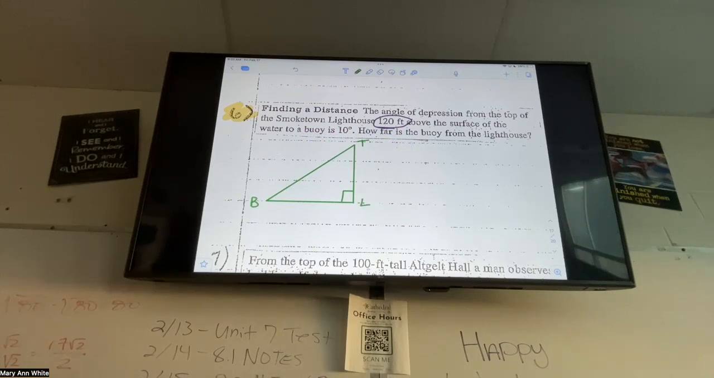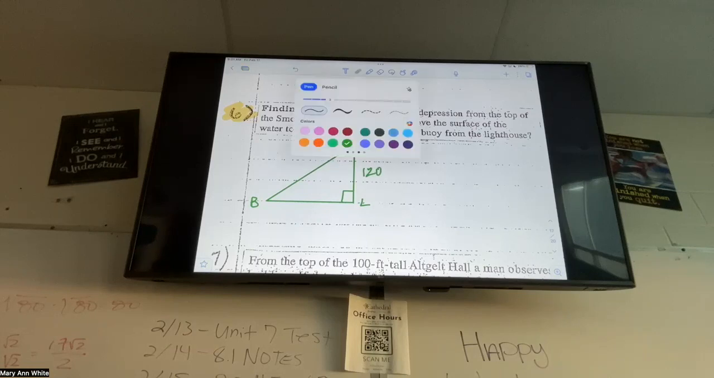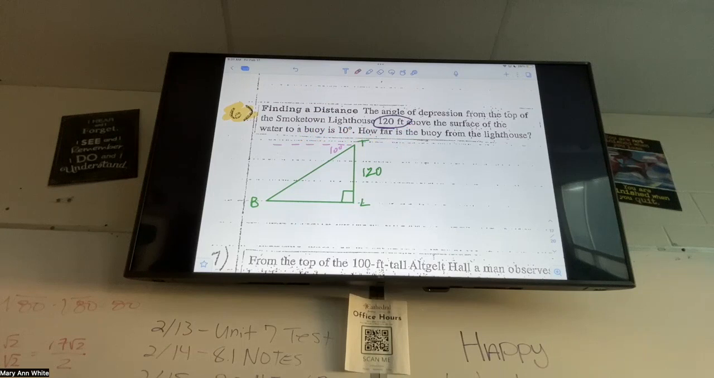We know that the lighthouse is 120 feet, and we know the angle of depression is 10 degrees. So that's like if I had my little line of sight up here and I've got 10 degrees. I also can put 10 degrees down here as my angle of elevation. We want to know how far away we are from the lighthouse, so I'm going to represent this side as X. Is everybody okay with that so far?